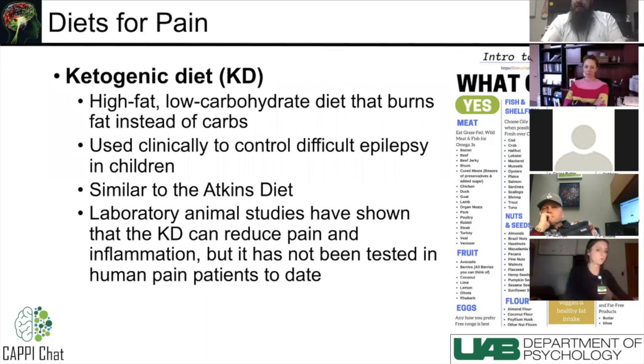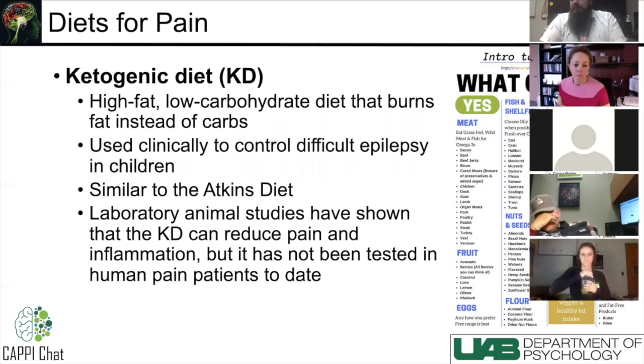So, an Atkins diet generally is aimed at some sort of ketosis, but not all versions. The ketogenic diet is used clinically. It's very effective for childhood epilepsy that's very hard to treat. There's been a lot of animal studies that have looked at the ketogenic diet and shown that it reduces pain and inflammation, but there hasn't been a large human clinical trial on pain patients yet. So we don't know for sure how well this will work in people for pain.